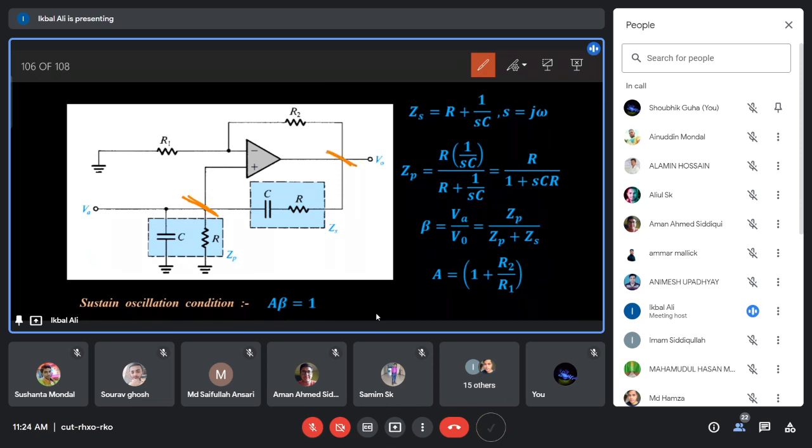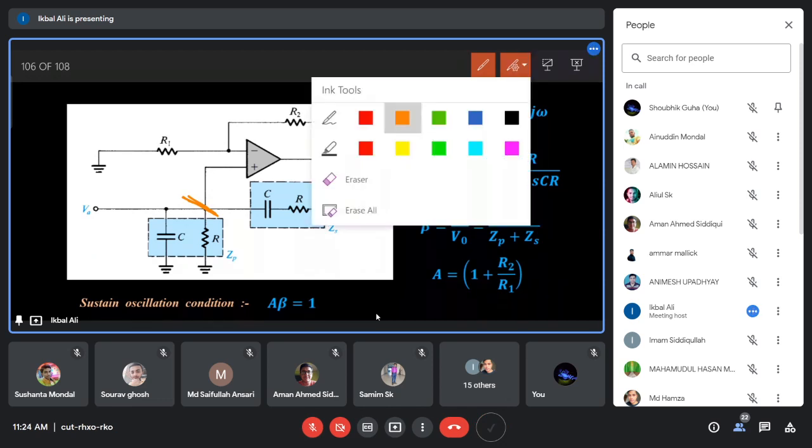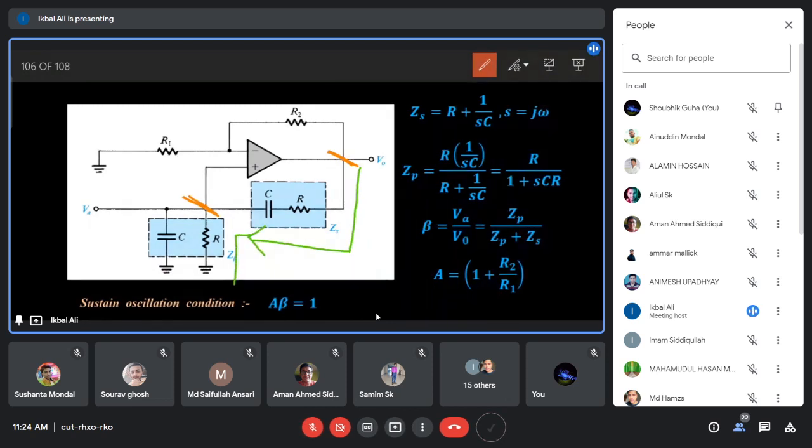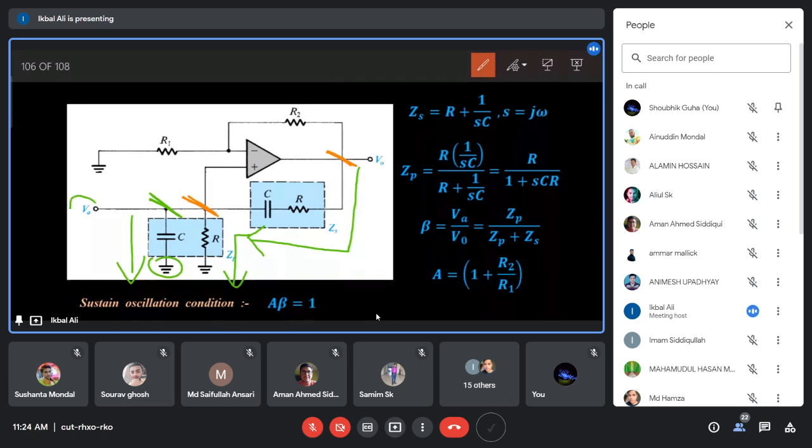So we have to consider the current in this picture. From the output point, a current is flowing through this electrical path, that means through this series ZS path, and again through the parallel ZP path to the ground. So this current is flowing in this way. When this current flows through this parallel RC combination, that means through this ZP, it will produce a voltage here with respect to this ground, and that is your output voltage VA.